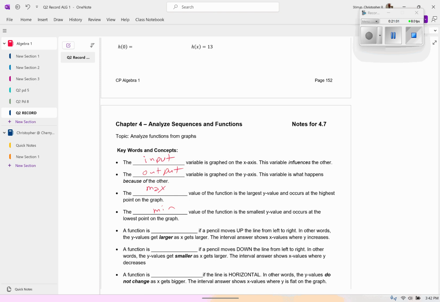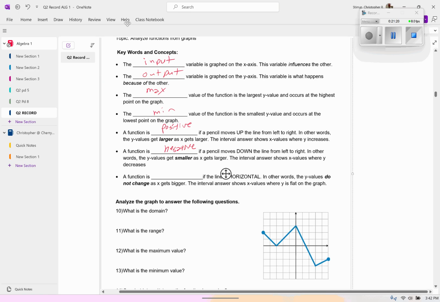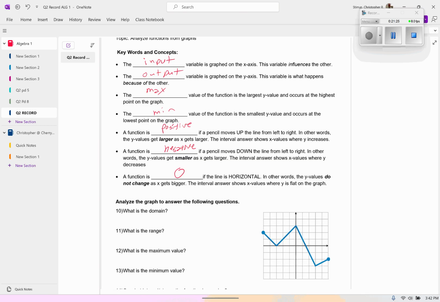A function is blank if a pencil moves up from left to right. So it moves up, it's positive. A function is negative if you go down as you go left to right. A function is blank if it's horizontal. It's 0. Okay, we'll talk about that. Make sure you ask your teacher about that.